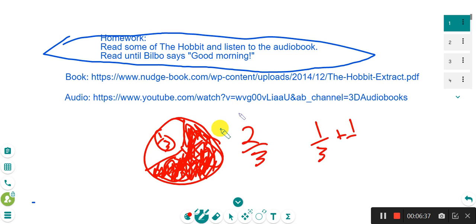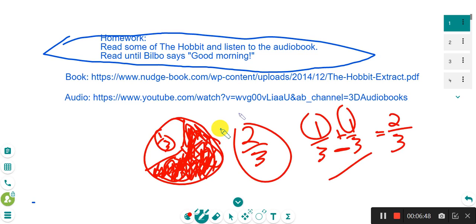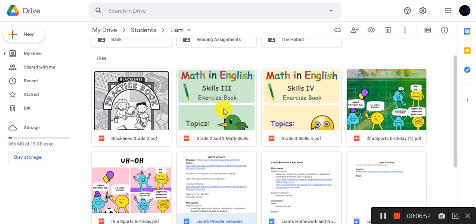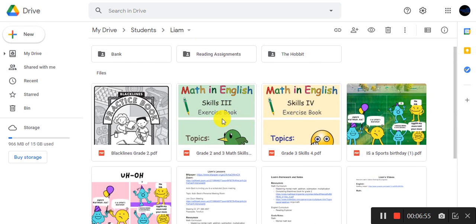1/3 plus 1/3. Remember, this number stays the same, and then we just add the top numbers: 2/3. So there we go. That's doing the math, and this is just looking at the picture. So your homework is actually going to be in your drive. Let's see if it's in this one.